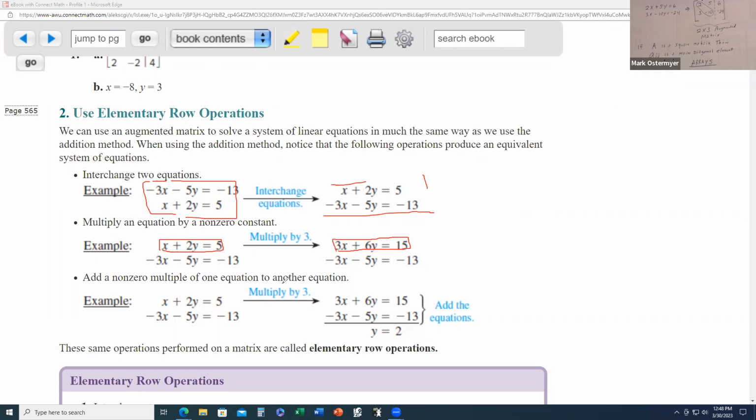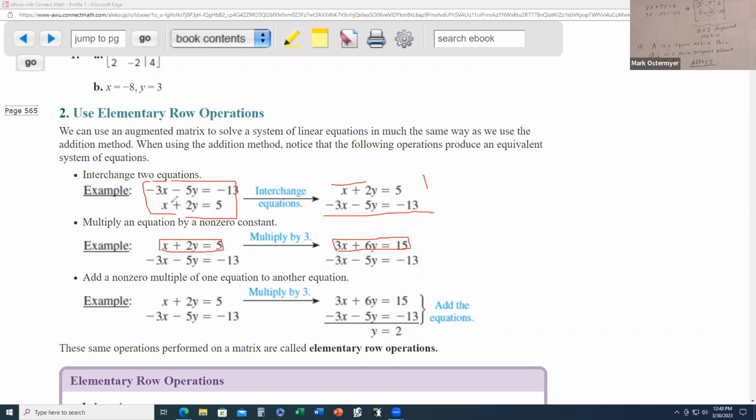And there's one more legal operation. We can always add a multiple of one equation to another equation to produce a new equation. This is a legal thing that we've done when employing the elimination method in solving systems of equations. So in this case, they decided to multiply the first equation by 3 and then add it to equation 2 to produce a new equivalent equation called y equals 2.